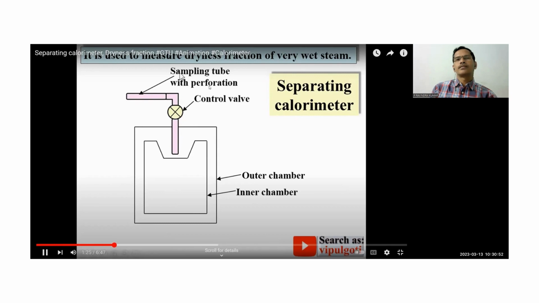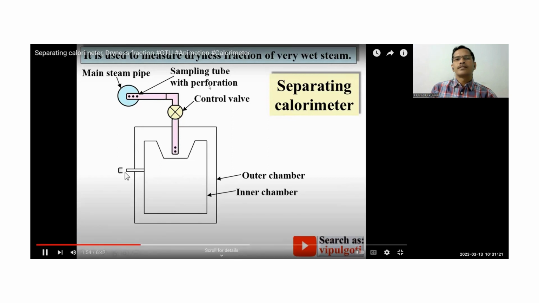And this pipe is known as the sampling tube with perforation. Very small holes are provided on the circumference, and that is connected with the steam pipe. So you can say this is the main steam pipe. From the main steam pipe, the steam comes to the separating calorimeter. And this end is also perforated.